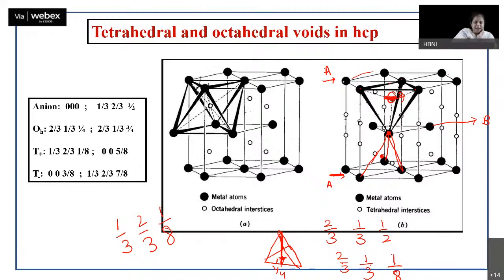But till then, I want to tell you that the coordinates for anions are 0, 0, 0 and 1/3, 2/3, half, that we have already discussed. The octahedral hole lies at 2/3, 1/3, 1/4 and 2/3, 1/3, 3/4. And these are the coordinates for the tetrahedral hole. These are a little difficult to imagine, and that is why hexagonal close packing is never explained in a lot of detail, but I would still want to do it. Maybe at the end of today's class, or tomorrow's class, we will spend some more time understanding the coordinates.